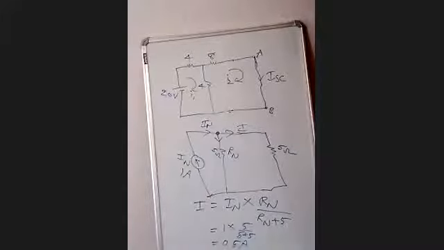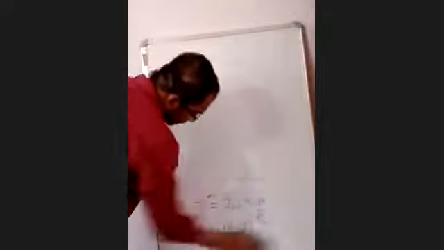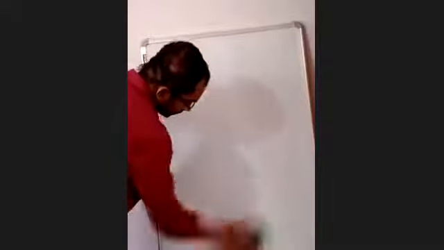In this way, we'll determine the current in 5 ohms using Norton's theorem. If you want to verify, you can verify at home by using mesh or node analysis on the actual problem. Now we'll go to the next problem.